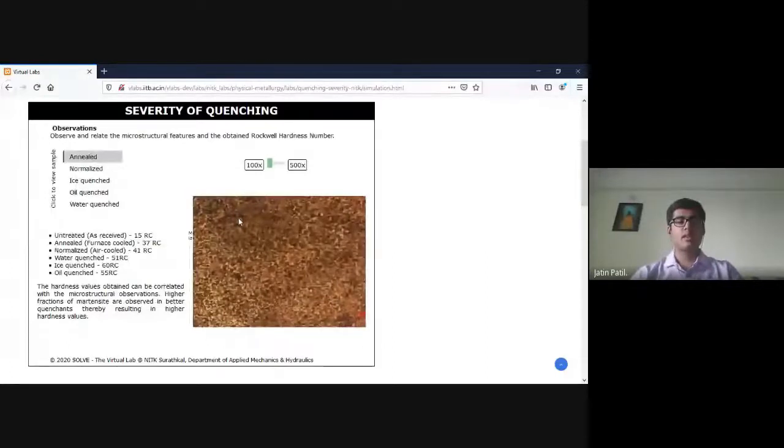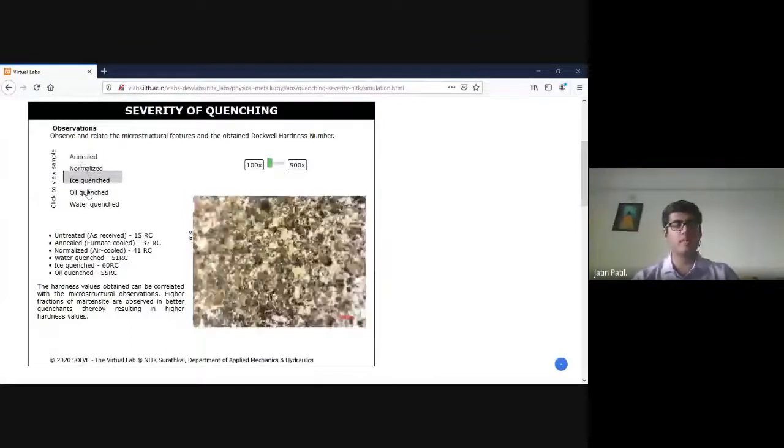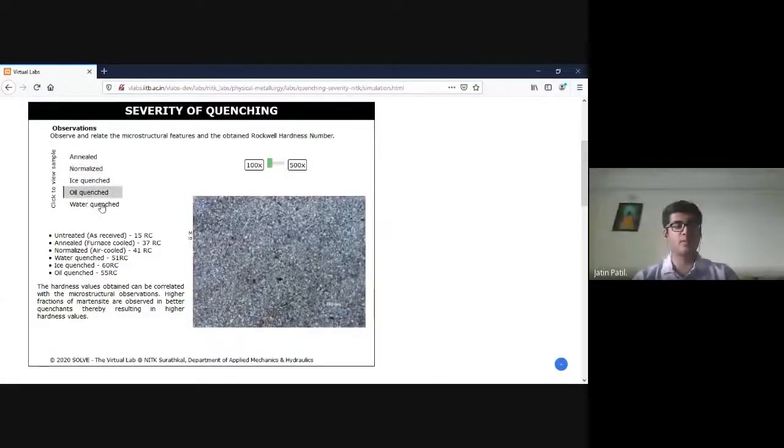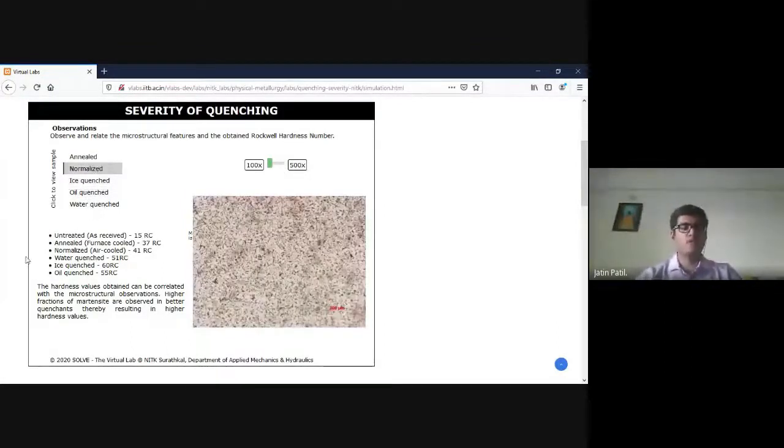Observations. The slider over here can be used to observe the microstructure of the sample at 100x and at 500x. And the options over here can be used to see the microstructure of the different samples. The hardness values over here are from the Rockwell hardness C scale. So it can be seen that the ice quenched sample has the highest Rockwell hardness number.